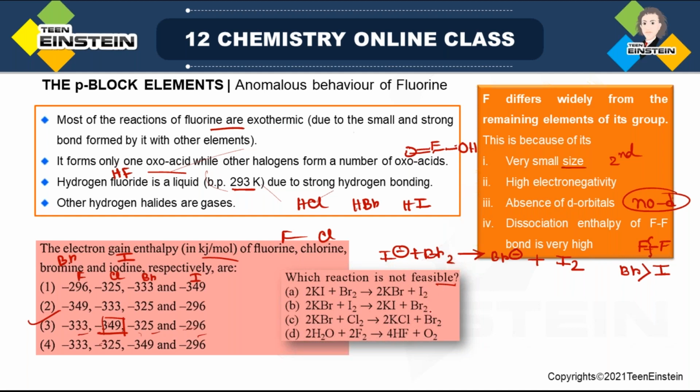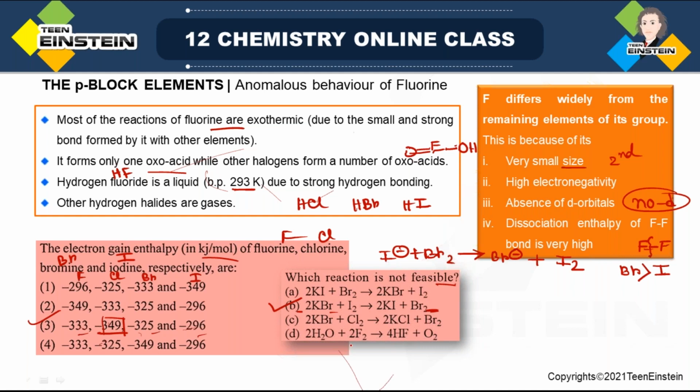Next is this reaction, that is in option B, the reaction that you are seeing, that is just the reverse reaction of the first reaction. In the first reaction, KI and bromine, you are getting KBr and iodine. Now KBr and iodine are on the left hand side and KI and bromine on the right hand side. Now if the first reaction is possible, obviously the second reaction is not possible. And we have to find that reaction which is not feasible. So this will be the correct option.